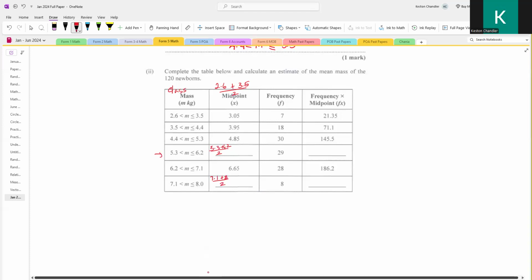8.4, very good, Tony. 8.4 is that one. First one, good, 8.4. And the last one, anybody? That's 15.1 divided by 2. 7.55.